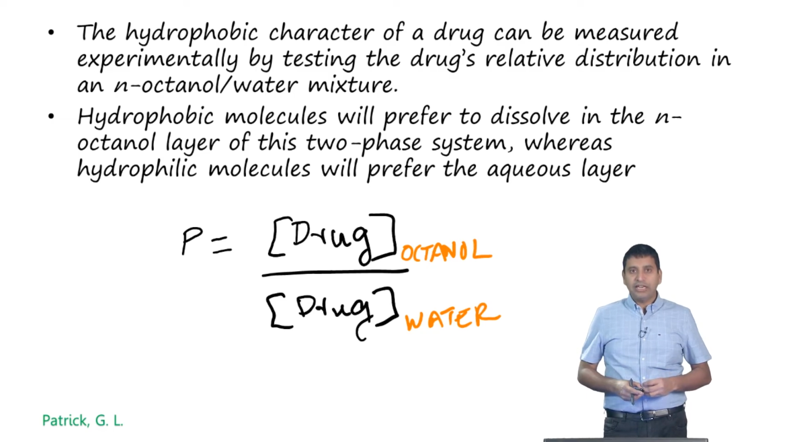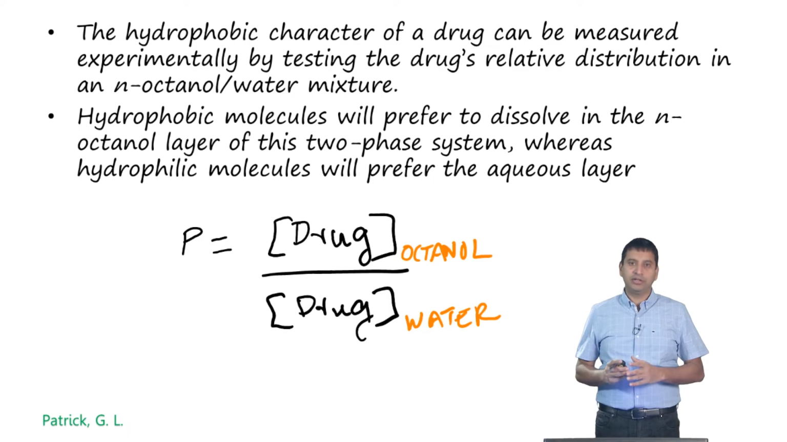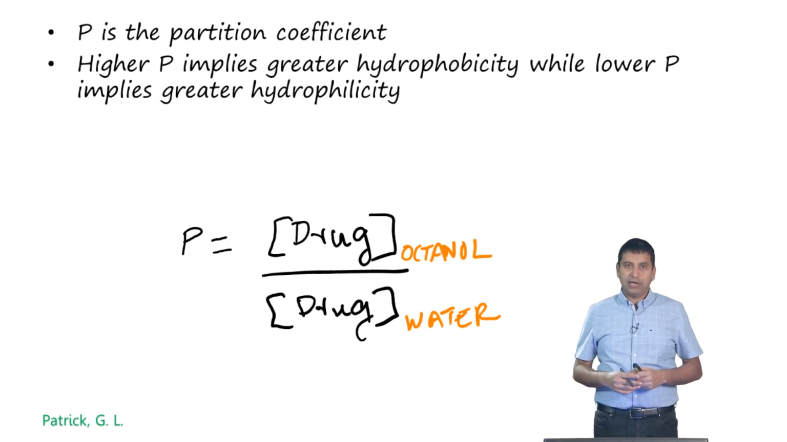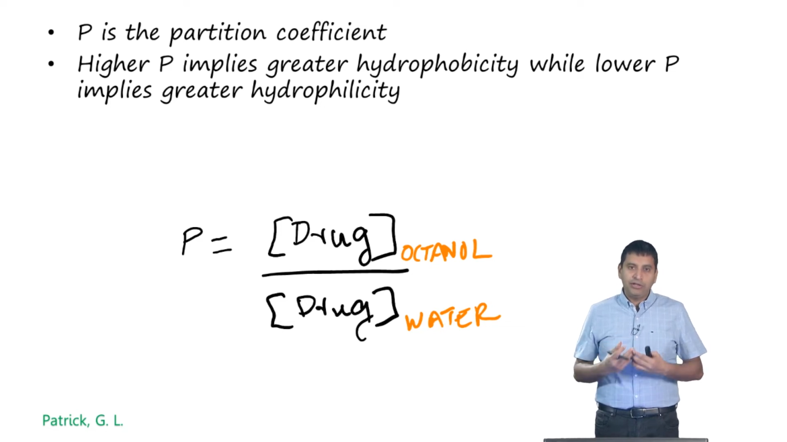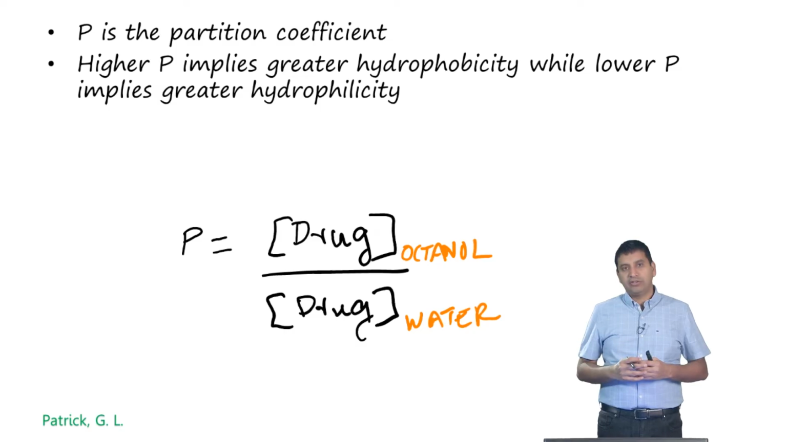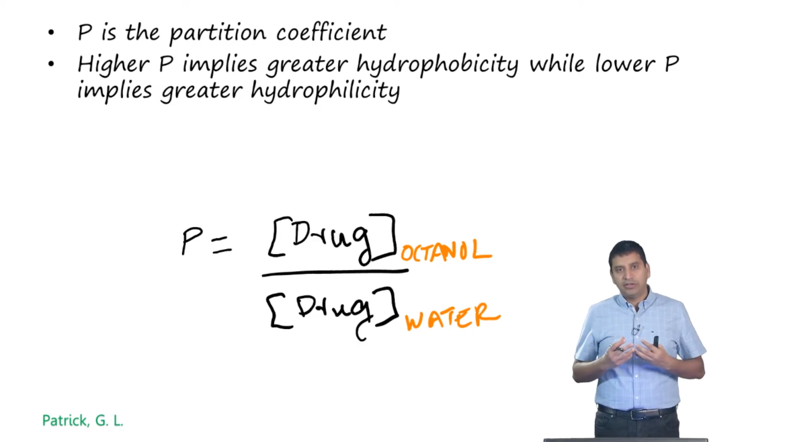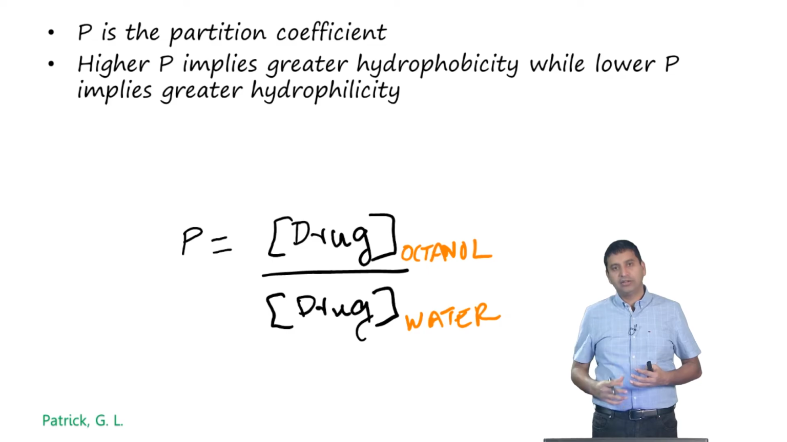So, therefore, we can define this parameter P, which is nothing but the concentration of the drug in the octanol layer divided by the concentration of the drug in the water layer. This P is called the partition coefficient. If you imagine that the number P is very large, that means that the concentration of the drug in the octanol layer is significantly higher than the concentration of the drug in the water layer, which would imply that the molecule preferentially dissolves in octanol compared to water. Because octanol has 8 carbons in its chain, it implies that the molecule is preferentially binding to octanol, which would suggest that there will be greater hydrophobicity. As a corollary, the lower the value, that means the higher the concentration of the drug in water, it would mean that the molecule is more hydrophilic.